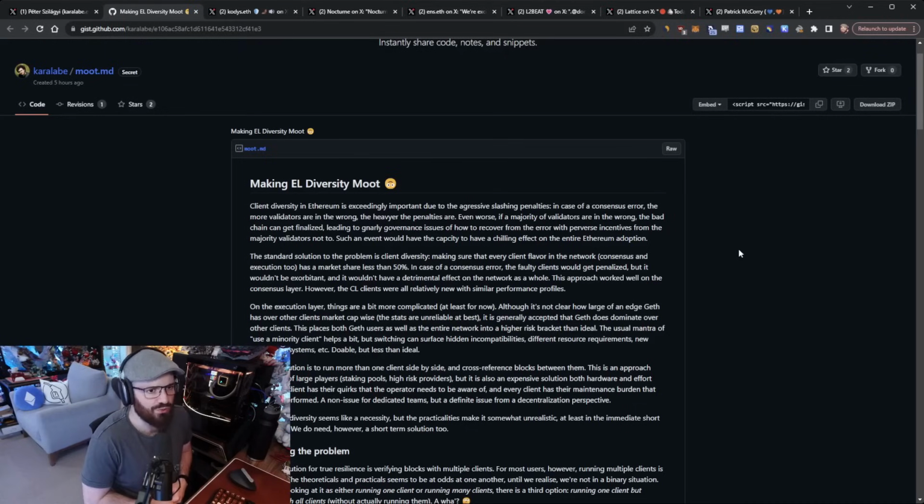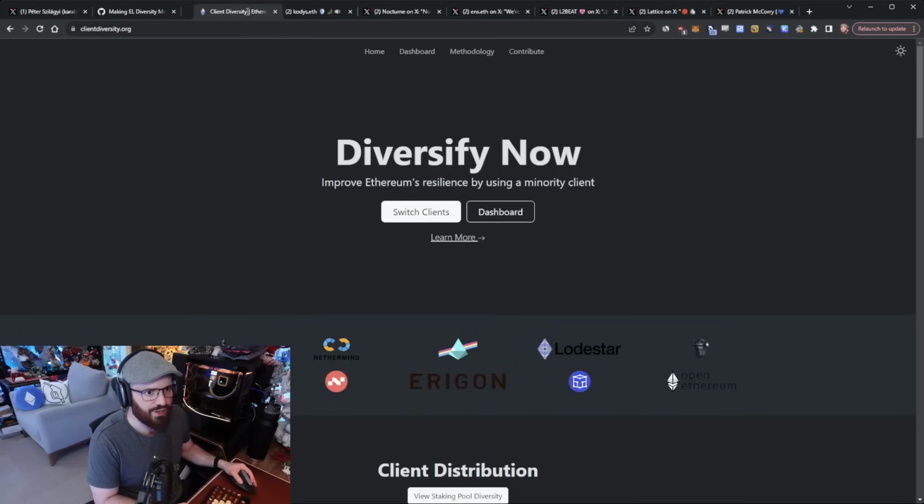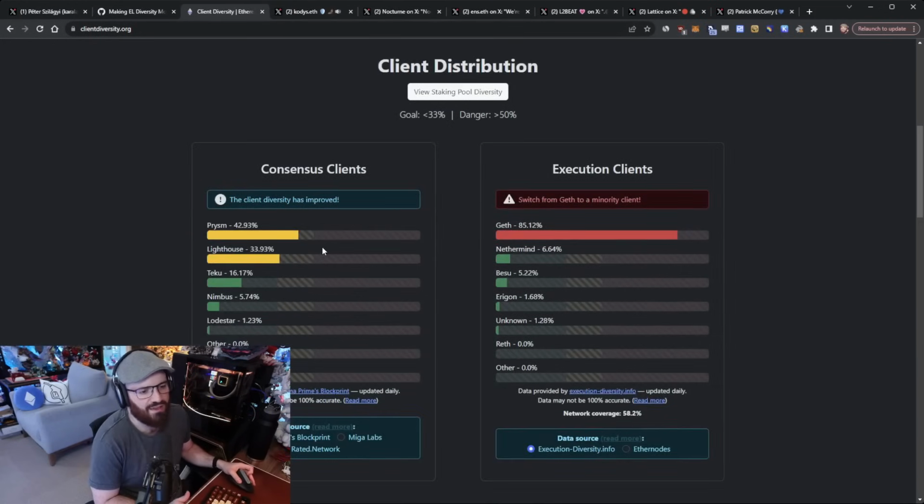When it comes to client diversity, we're very good on the consensus layer side, where originally, if you remember, we had Prysm that was pretty high, but then that came down a lot, and now we have a pretty good distribution of clients on the consensus layer side of things. If I go to the clientdiversity.org website, you can see what this looks like. I'll bring it up on the screen for you. You can see Prysm's still leading here, but it is a lot less than what it was. It is not over any of the critical thresholds.